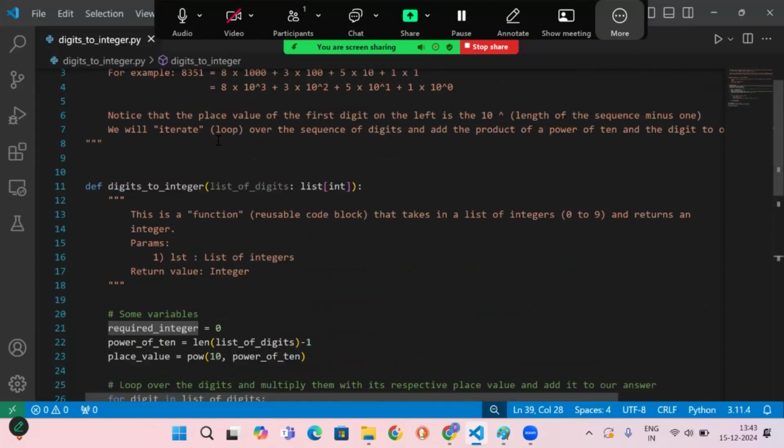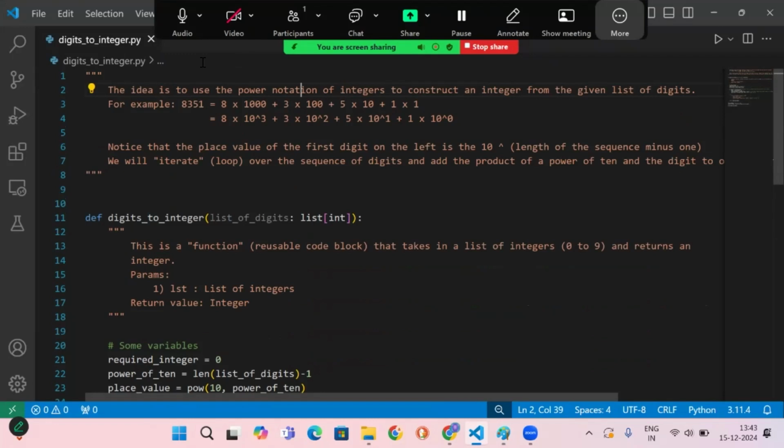So let's look at the code here. The idea is to use the power notation of integers to construct an integer from the given list of digits. For example, 8351 can be broken down into 8,000 plus 300 plus 50 plus 1. And notice that the power of 10 for the first digit is 10 to the power length of the sequence minus 1. In this example, the length of the sequence is 4. 8351 is 4 digits, and the power for the first digit is 10 cubed, which is 10 to the power length of the sequence minus 1.